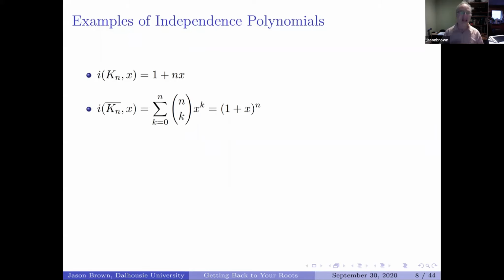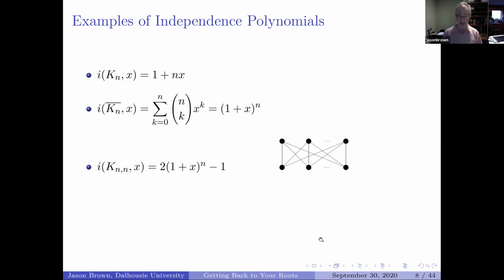Conversely, if we look at the empty graph of order n, that means that we're talking about n vertices with no edges amongst them. Well, then every subset is independent, and so the number of independent sets of size k will be n choose k if there are n vertices, and so you multiply n choose k times x to the k, and you sum it from 0 to n, because n is, of course, the largest possible size of an independent set in a graph of order n. And algebraically, of course, that's equal to (1 + x)^n.